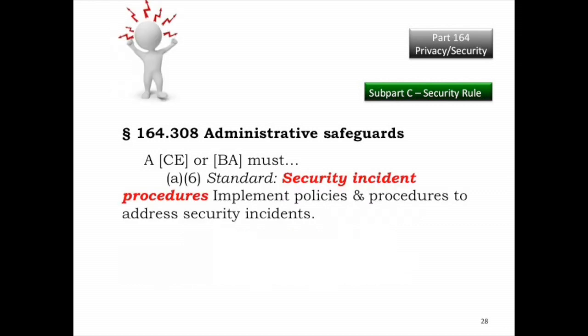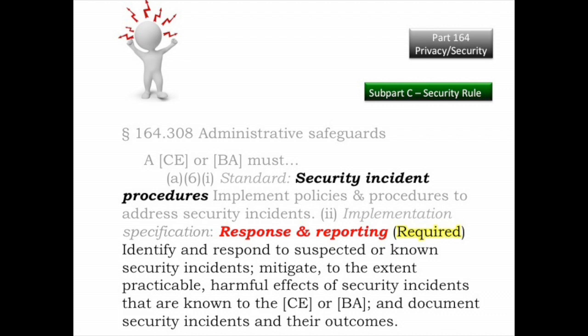The 6th standard is security incident procedures. It has 1 required specification. The security incident requires response and reporting whether or not it is a breach. The outcome of a security incident must be reported also.